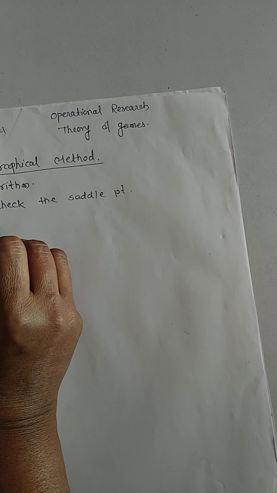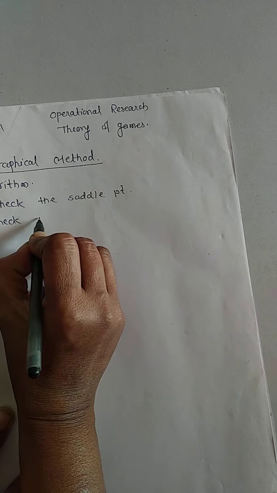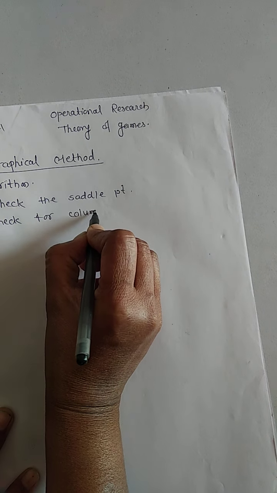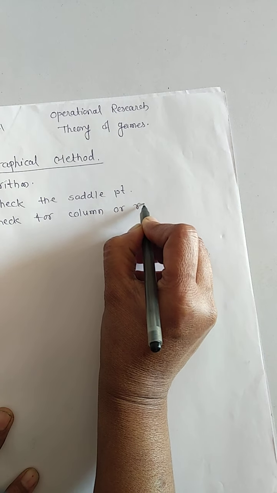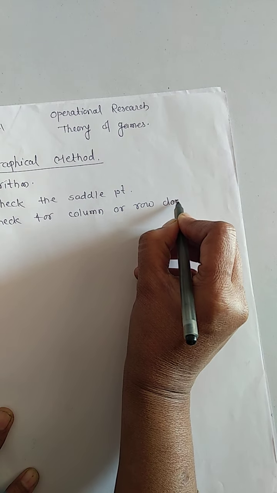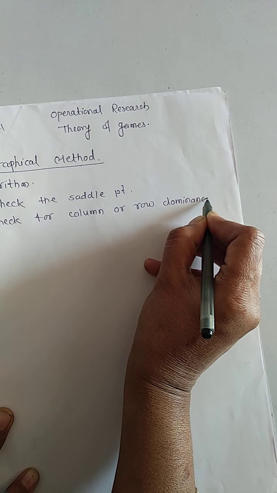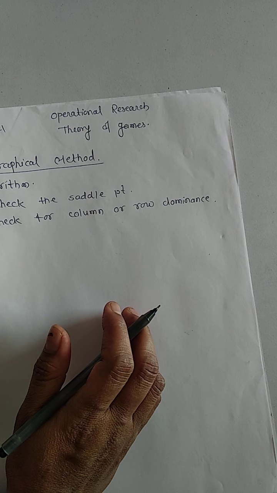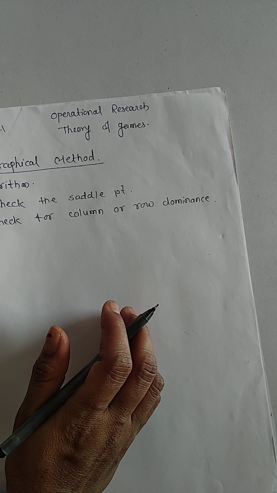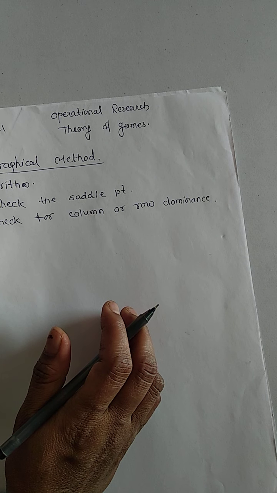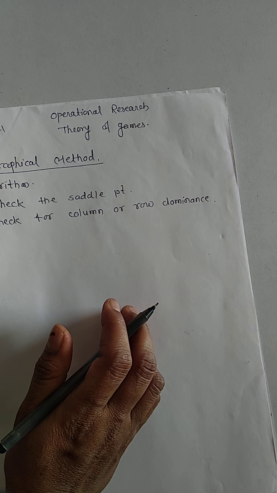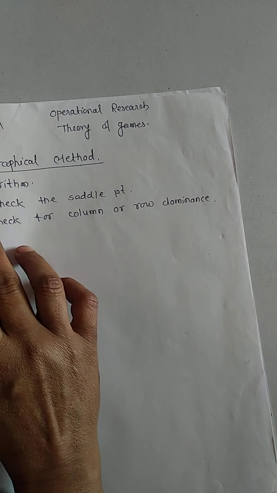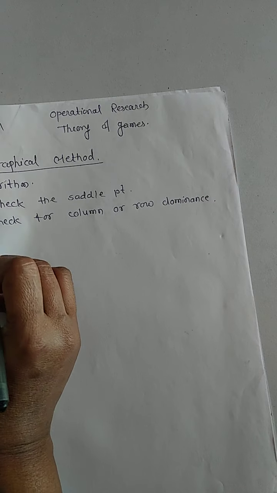In the second step, check for column and row dominance. Column or row dominance means every element dominated in a column or row. This step is used only for the reduction of the size of the game. Means if the size of the game is reduced, then use the dominance method. Means check the column or row dominance.